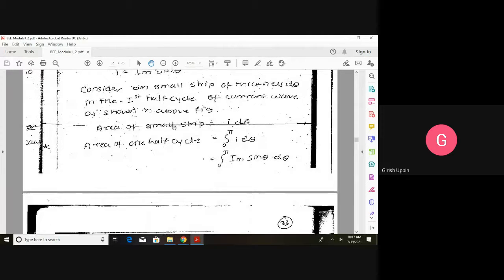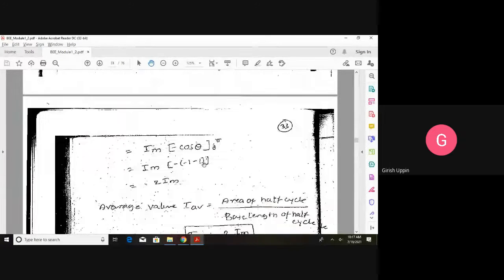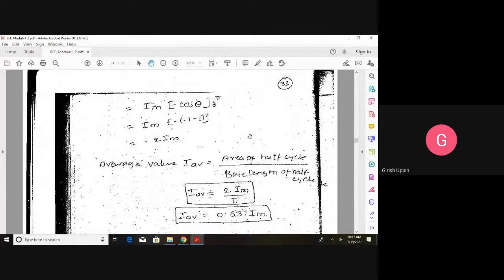Now, area of the small strip is I d theta, and area of the complete half cycle is the integral of I d theta from 0 to pi, and we know what I is. I is Im sin theta, and Im is constant. It is not changing, so it will come out of the integration. And the integration of sin theta is minus cos theta, and if you solve this, we get minus cos of pi, which is minus 1, minus cos of 0.